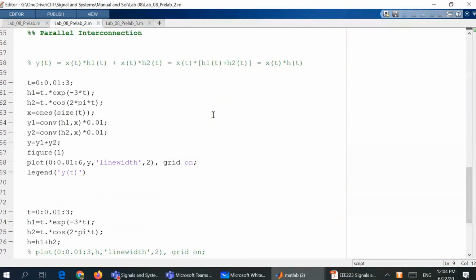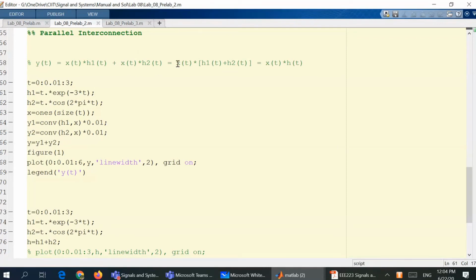Now let's move to the parallel configuration. So generally what will happen is x of t will be convolved with h1, and x of t will be convolved with h2 separately with the two systems, and then after that we will add the results.